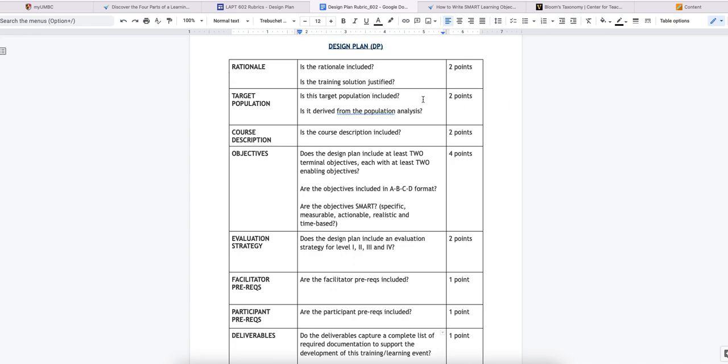Your target population, you did a great job with this. You're pulling exactly from your population analysis or your learner analysis. Course description, you all did great with this. Again, it's a hypothetical course, so you could take this in any possible direction. Very much appreciate that you all approached this creatively and had different ideas.